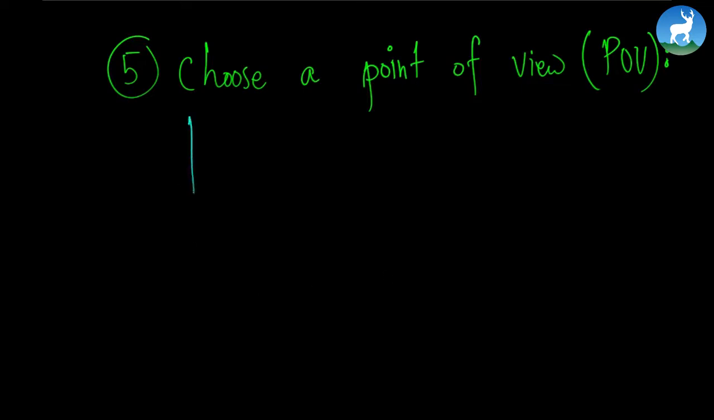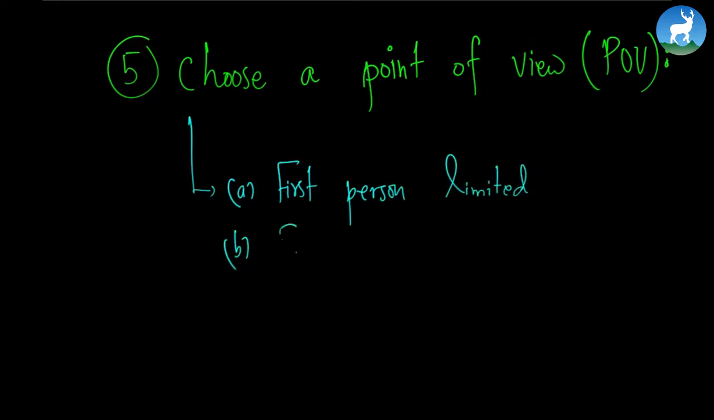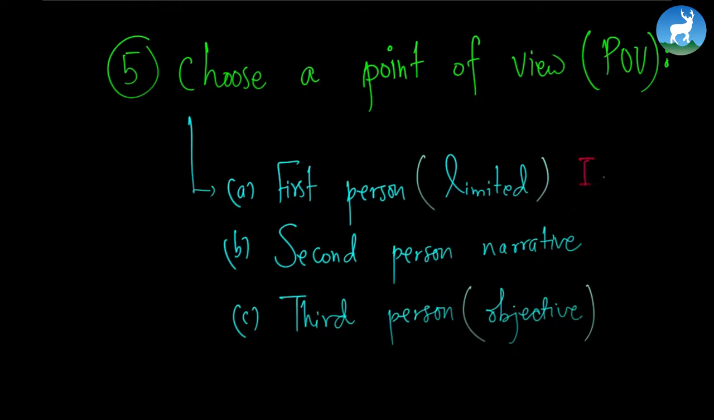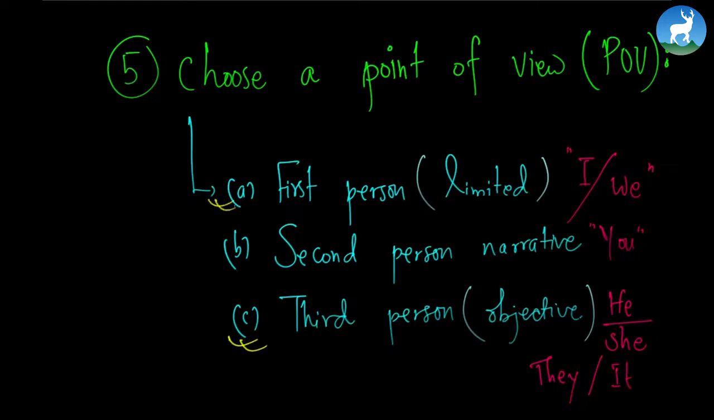So there are 3 different POVs: first person limited, second person narrative, and third person objective or omniscient. When you are writing a short story in first person, your narrative should begin with I or we. When you're writing in second person, your narrative would begin with the pronoun you. And when you're writing in third person, which you will normally do, you will begin by writing he, she, they, or it. So the most famous POV is third person. After that comes first person. The second person is somewhat difficult to do. So if you're not sure how to use second person, don't try.